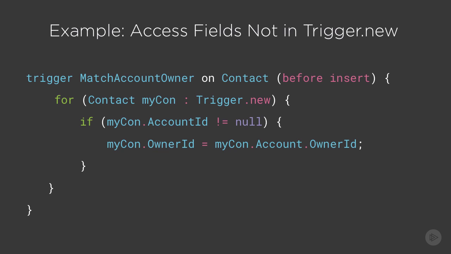And remember, a flawed trigger in its current state. I recommend pausing this video now and taking a moment to analyze why this trigger won't work. Here's why this trigger doesn't work. In this colored line, we're trying to access data that's not in trigger.new.